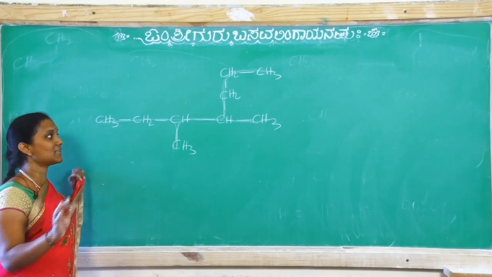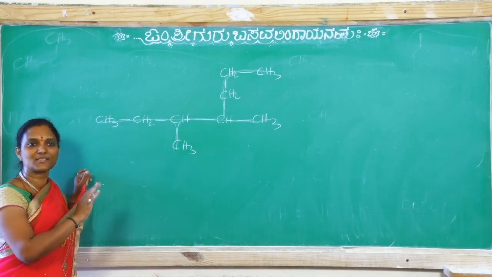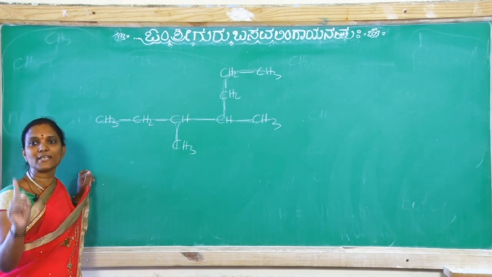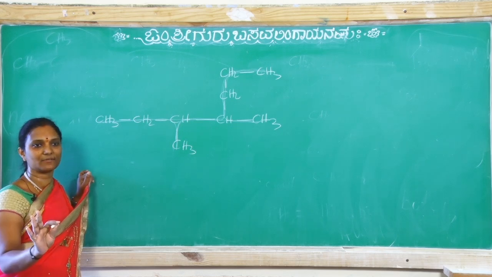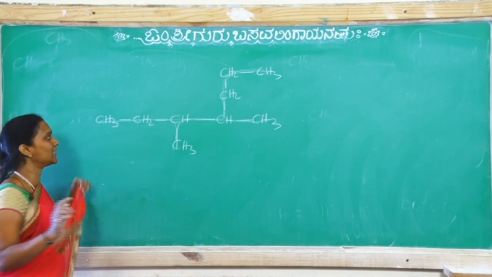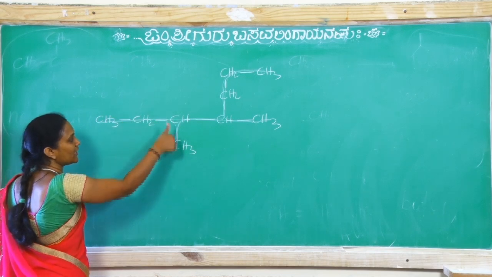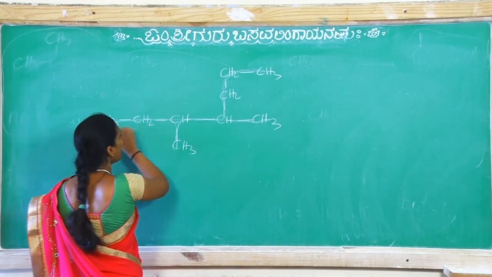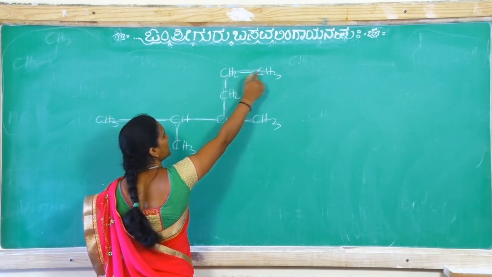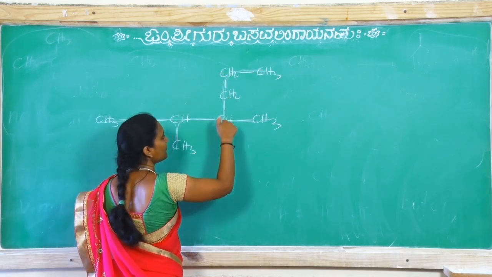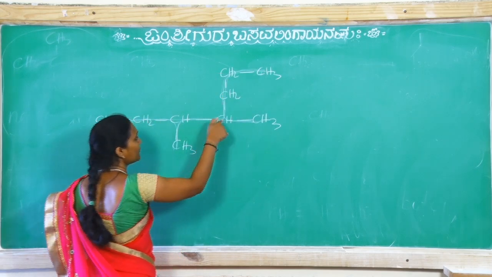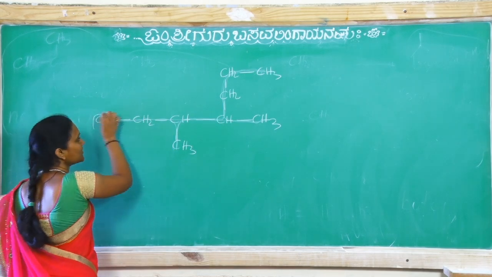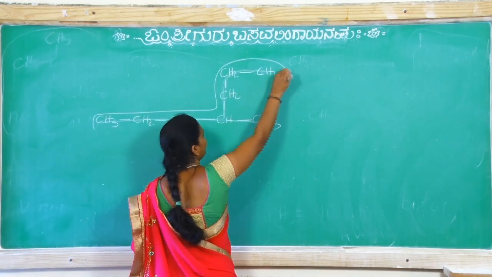So in this compound many chains are given. Then we should decide a parent chain. How to select the parent chain? Which is the longest chain? That is the parent chain. The longest chain is the parent chain. Now 1, 2, 3, 4; 1, 2, 3, 4, 5; 1, 2, 3, 4, 5, 6, 7; 1, 2, 3, 4, 5; 1, 2, 3, 4, 5, 6. Which is the parent chain? This chain is the parent chain.